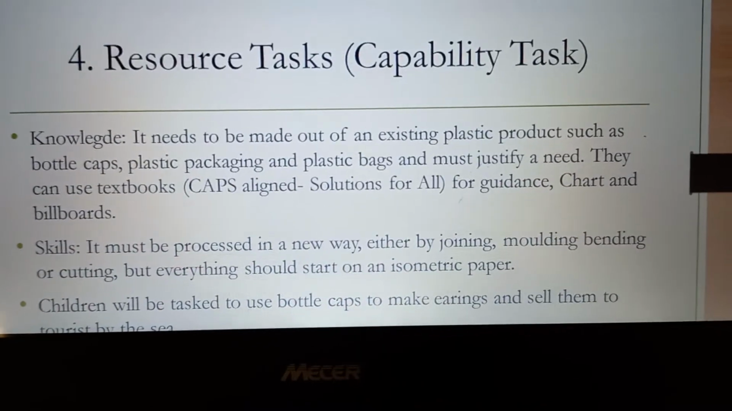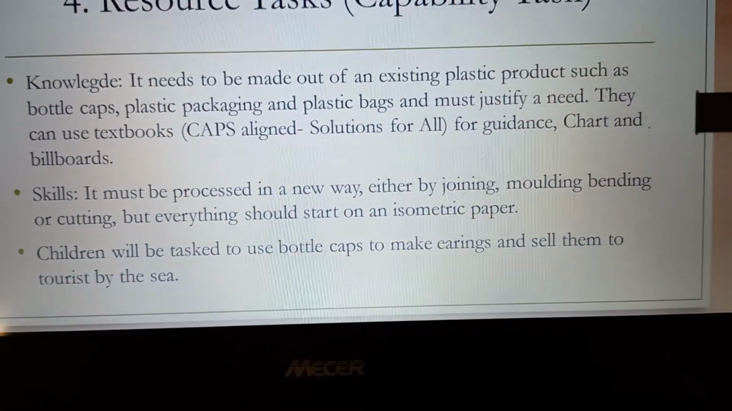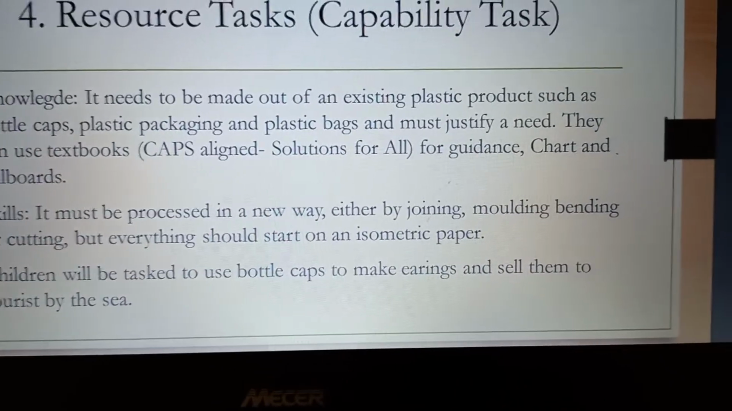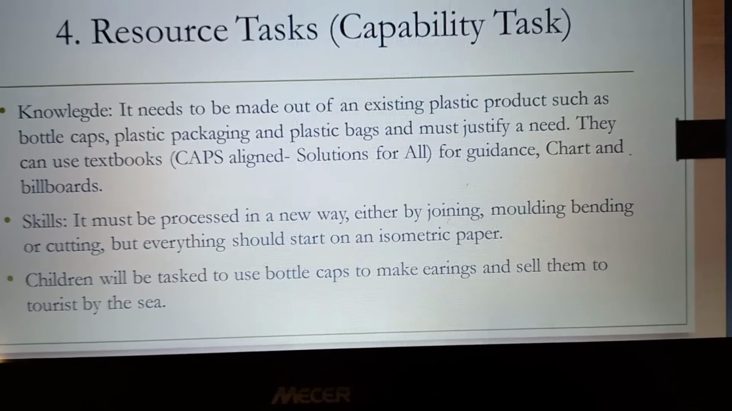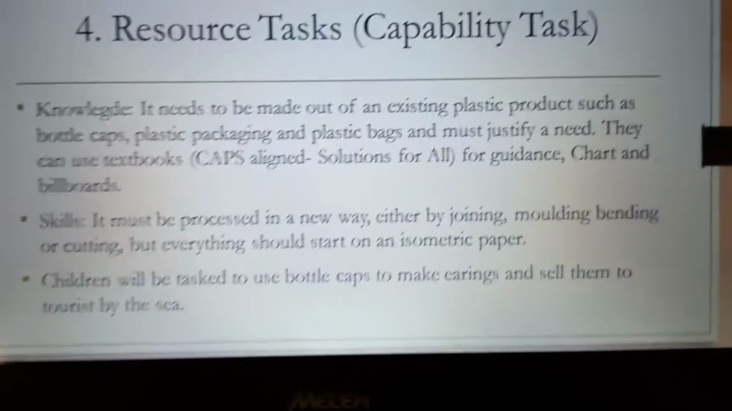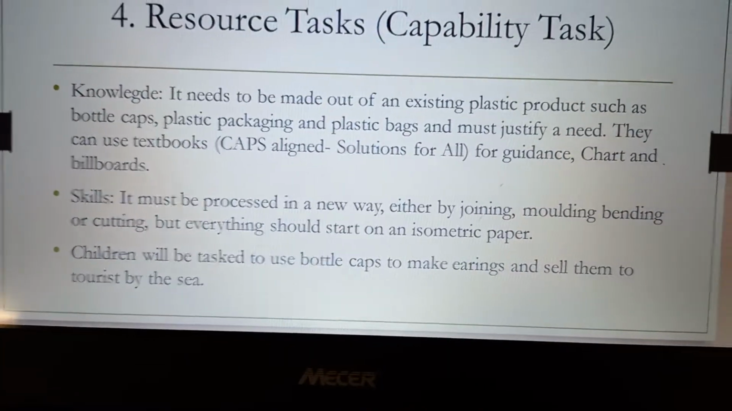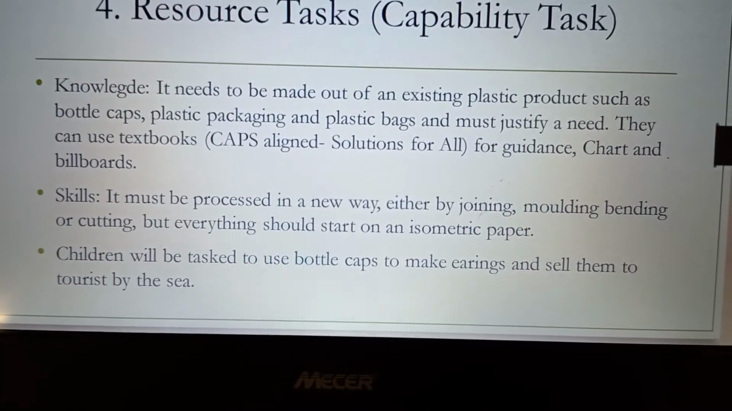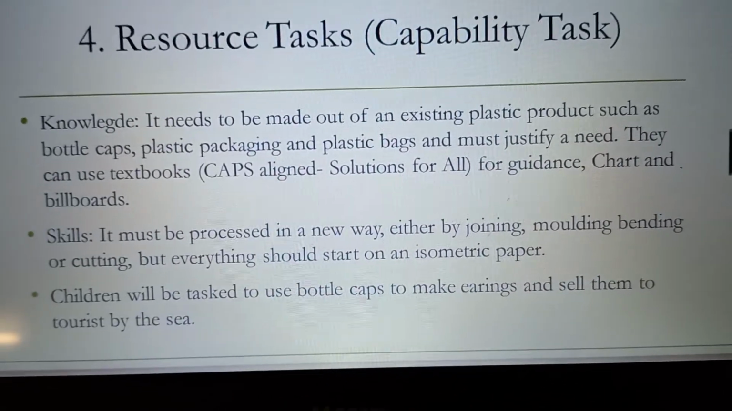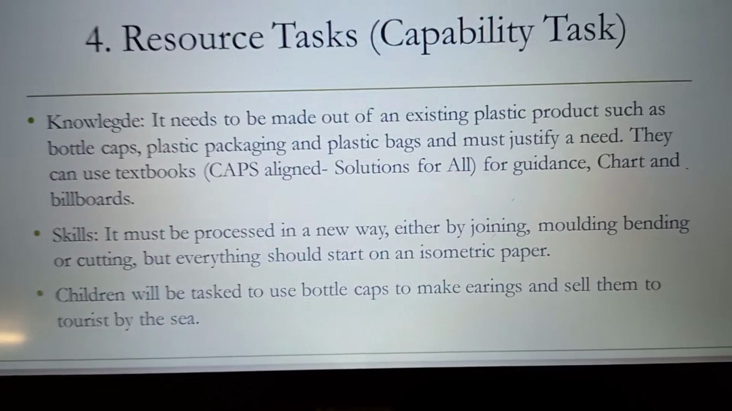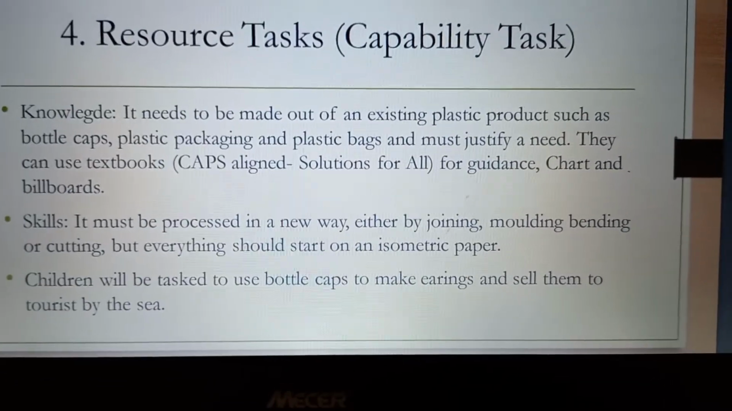The skills, it must be processed in a new way, so we turn it to a new way by either joining them, or we mold or bend or we cut. So in this case, we just open a small hole and then we join using the nails and the hooks. Everything should start with the instrument. I prefer that everything starts on isometric paper so that the children can see what they've designed.